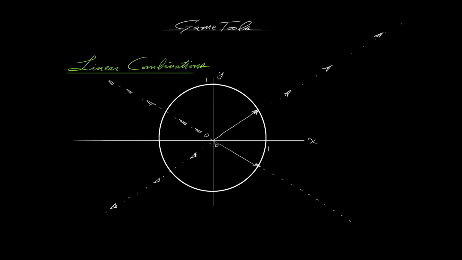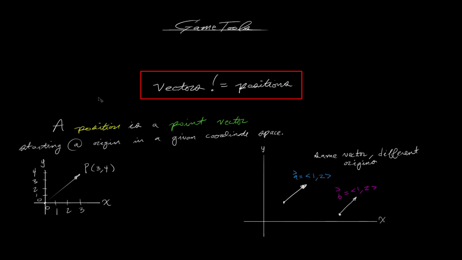Now, extending that, we can combine the magnitude and the direction in order to get from this unit circle any number of vectors that extend beyond the unit vectors. I think one thing that needs to be made clear is that vectors aren't necessarily positions. A position is considered a point vector, and it starts at the origin in a given coordinate space. So if we're in a 2D coordinate space, this would be our position vector here, a position at 3, 4. And all it is is a vector that starts from 0, 0 and extends outward towards 3, 4. And that could encode a position.